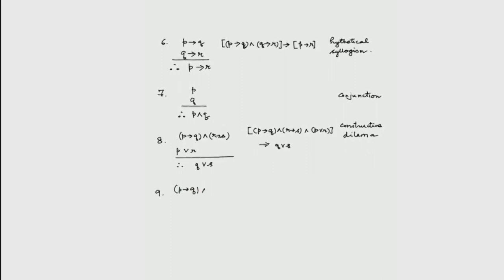Nine, P implies Q and R implies S, negation of Q or negation of S, therefore negation of P or negation of R. In the tautological form, this is written similarly. This is called destructive dilemma.